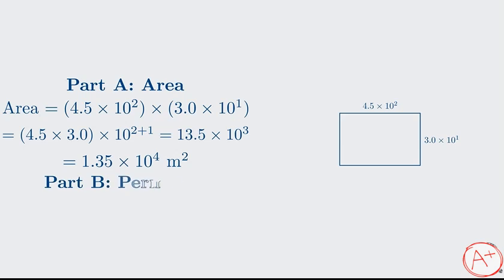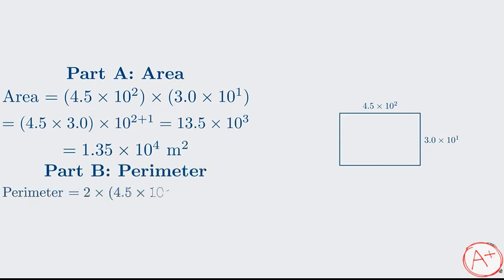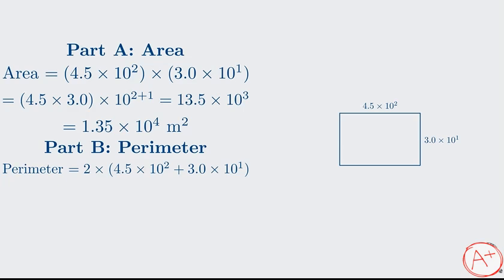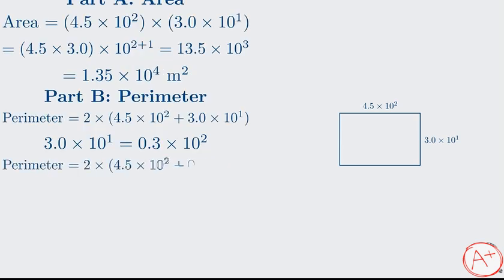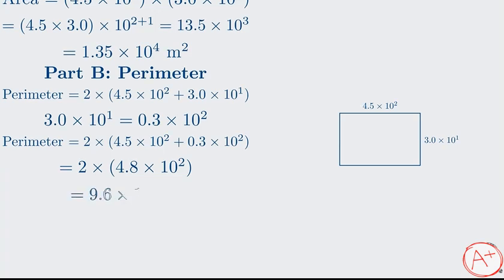Part B, perimeter. Perimeter is 2 times the sum of length and width. To add, we match the exponents. We'll change the smaller one. 3.0 times 10 to the power of 1 equals 0.3 times 10 to the power of 2. Now add them. 4.5 plus 0.3 is 4.8. The final answer is 9.6 times 10 to the power of 2 meters.